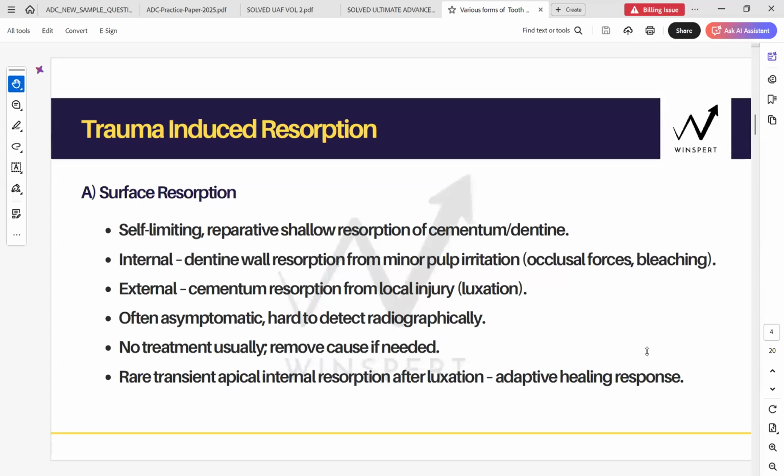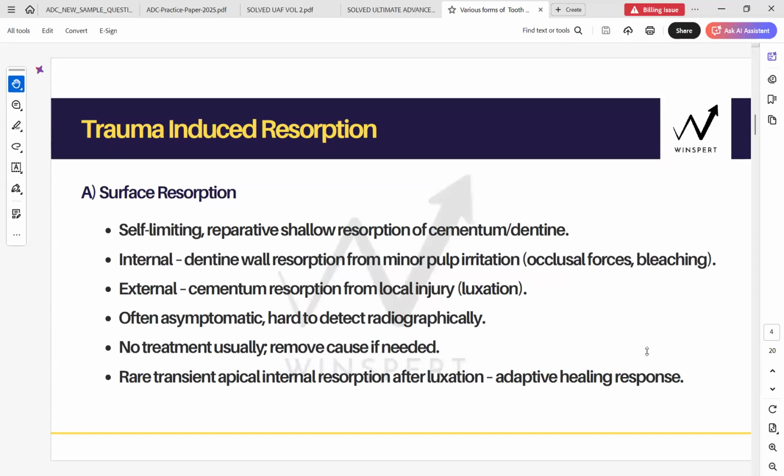Okay? And now the transient apical internal resorption, it is associated with some trauma, usually luxative kind injuries, where there is slight resorption within the apical area, which allows greater vascularity to enter. Okay? And usually there is a spontaneous remission. It resolves on its own as long as your canal remains uninfected. Your transient apical breakdown does not require any treatment.